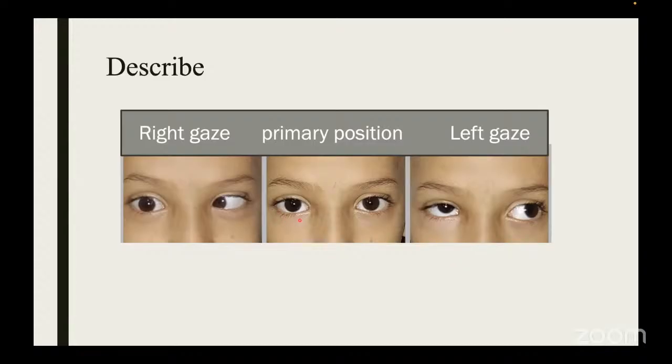So this is orthotropic Duane. That is one way to describe it, orthotropic Duane retraction syndrome, or type 3. Why type 3? Because the patient had limitation of adduction and limitation of abduction. Both are limited. Okay, so would you do anything for this patient?